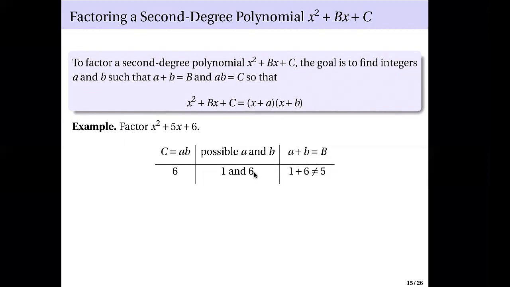Now, is 1 plus 6, that's your a plus b, equal to B? In this case, B equals 5? No, because 1 plus 6 equals 7. So this pair here, a equals 1, b equals 6, is not the one we are looking for.